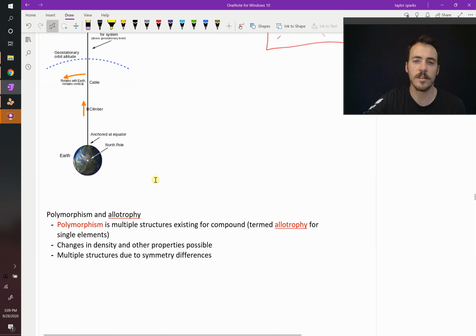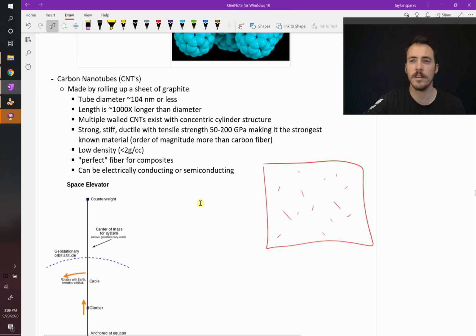Okay, the key thing to take away from this one is, again, polymorphism is when you can have multiple structures existing for a compound, and we call that allotropy when it's for a single element. Okay, so that is the structures of carbon.